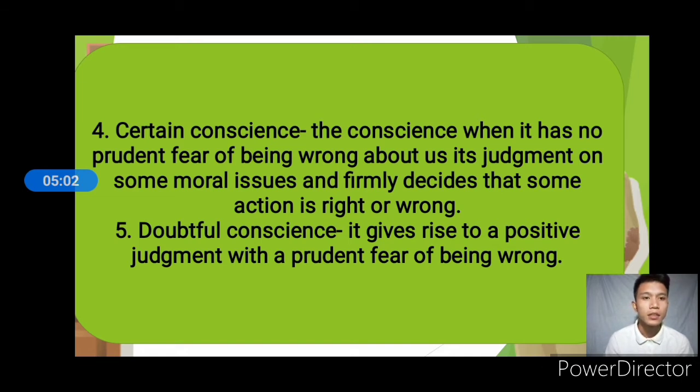Next one is certain conscience. The conscience when it has no prudent fear of being wrong about its judgment on some moral issues and firmly decides that that action is right or wrong. And then the last one is doubtful conscience. It gives rise to a positive judgment with a prudent fear of being wrong. Again, we have five different types of conscience. The first one is consequent conscience. The second one is right or true conscience. The third one is erroneous conscience. The fourth one is certain conscience. The last one is doubtful conscience.